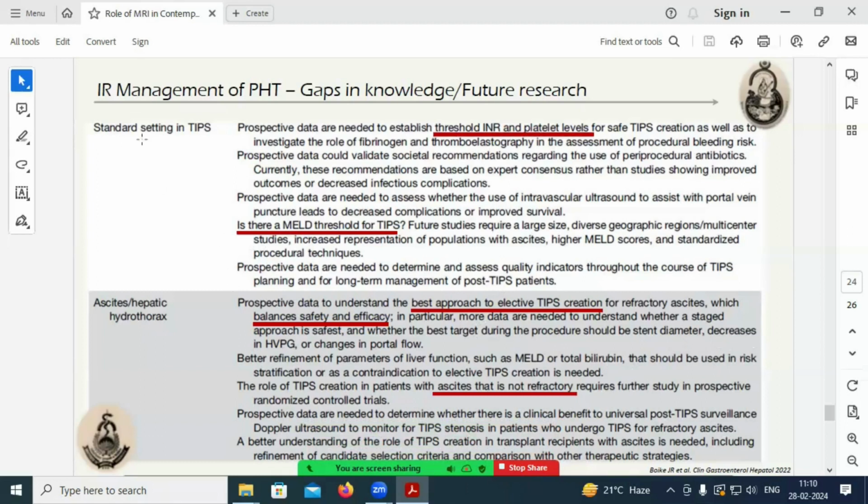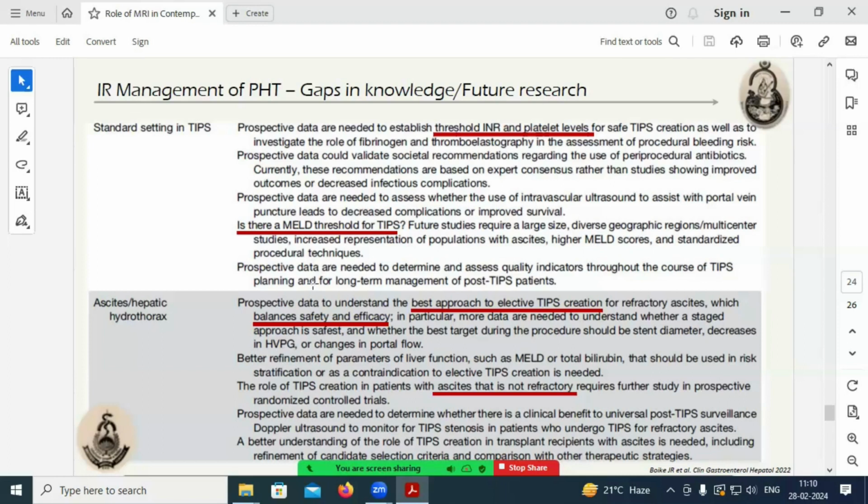But still, even small things, like in the standard setting for TIPS, we do not know what the threshold INR should be and what the threshold platelet levels should be. Is there a threshold MELD that should be used for selecting the patient for TIPS? In the setting of ascites or hepatic hydrothorax, what is the best approach for TIPS creation to balance safety and efficacy? Now, these are very basic questions, come to think of it.